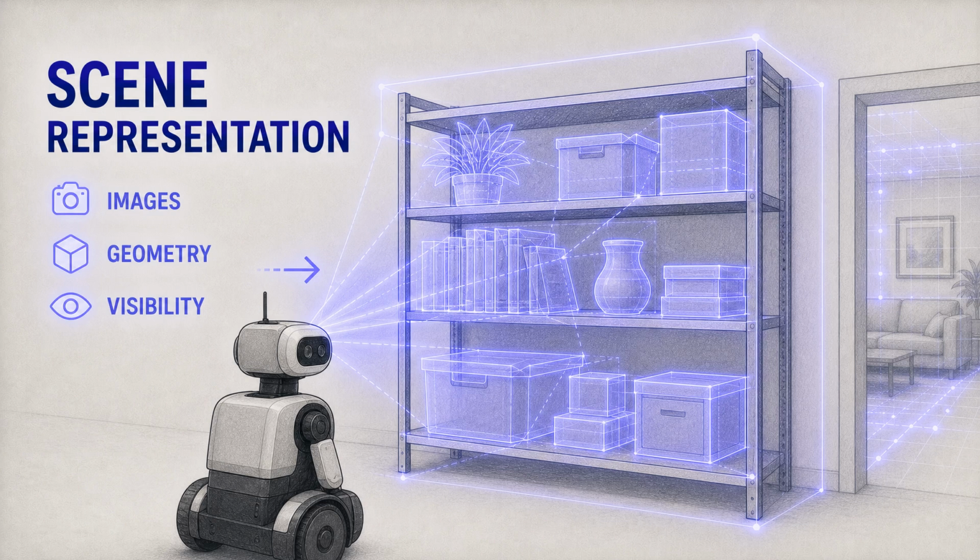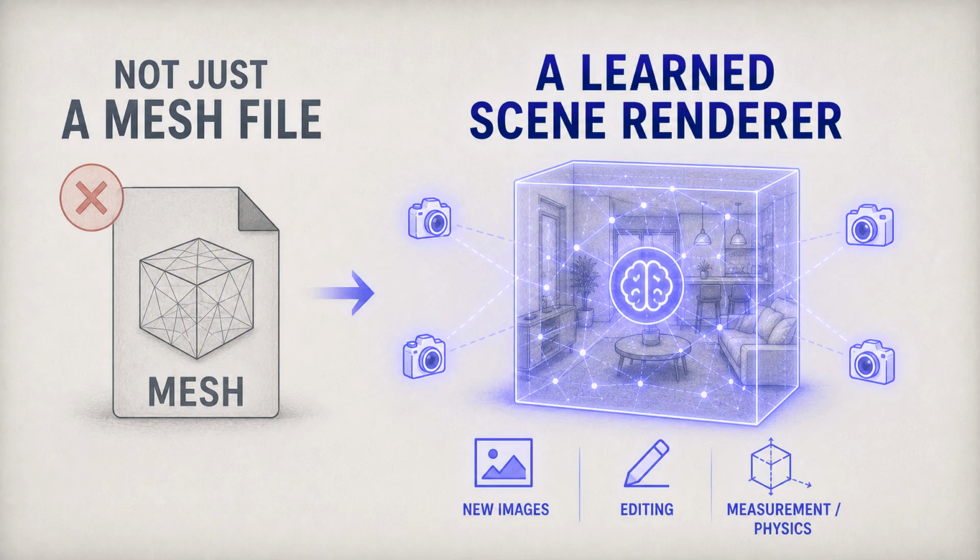A scene representation that connects images, geometry, and visibility can help machines reason about where objects are and what a new viewpoint might reveal. The visual world becomes more queryable. A common misunderstanding is that NeRF simply converts photos into a normal 3D file. It is better to think of it as a learned scene renderer. It can produce new images from new cameras, but editing, measuring, or simulating physics may require extra steps.